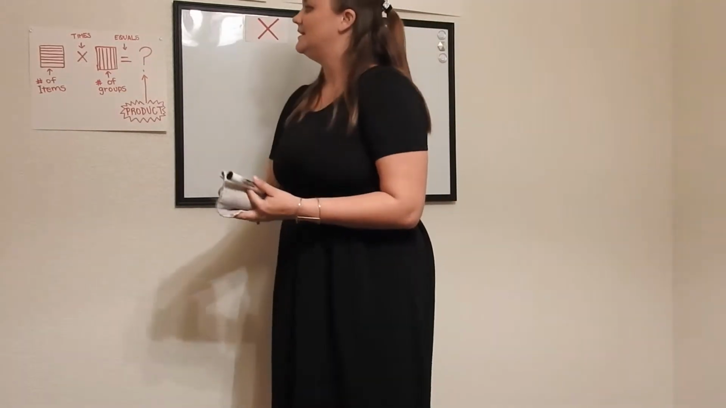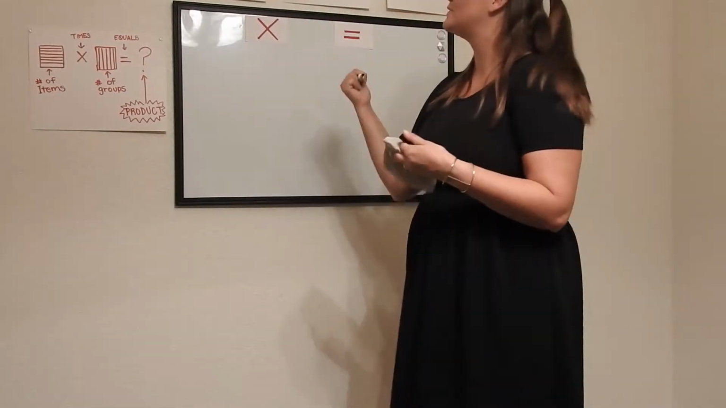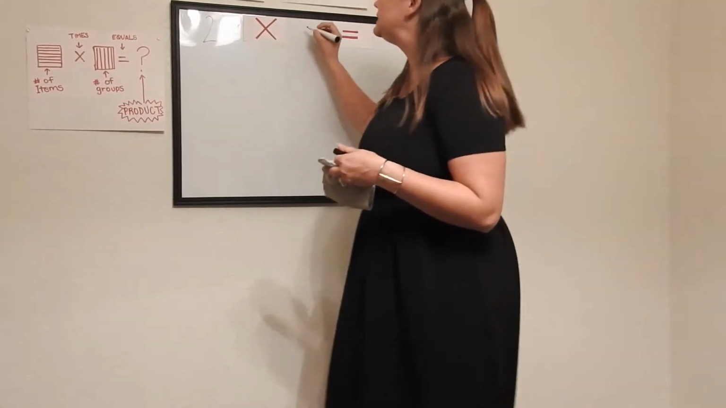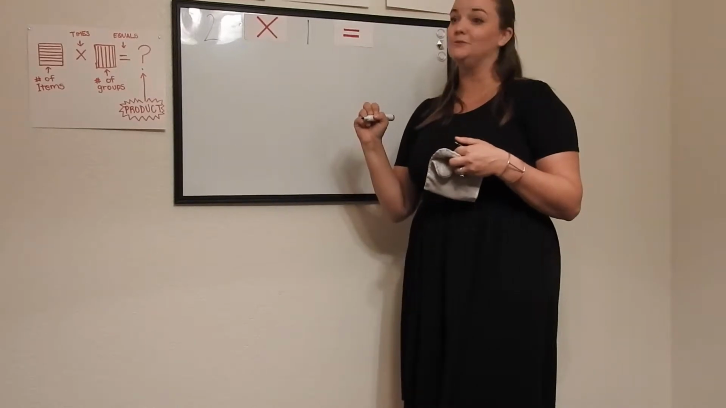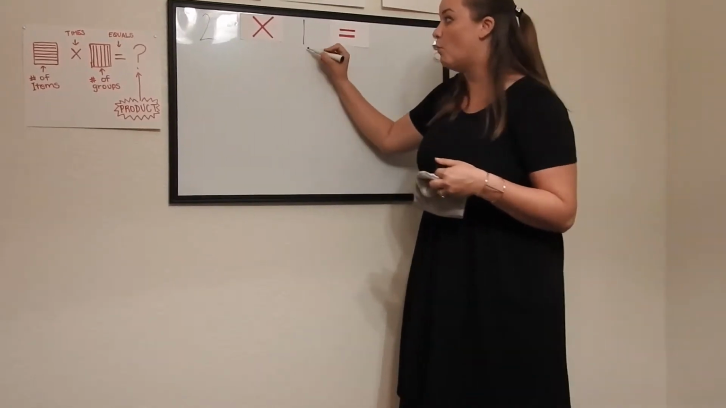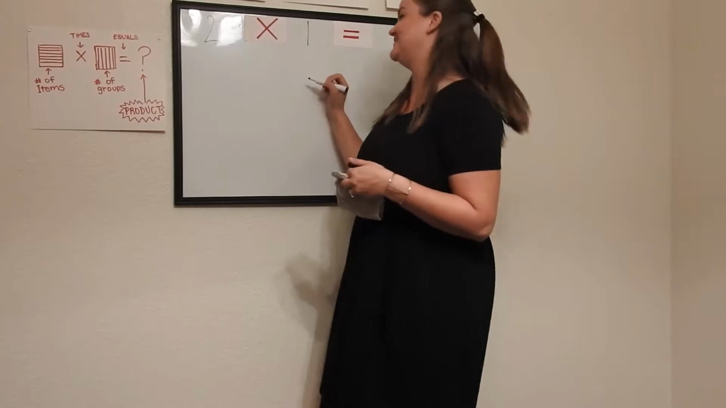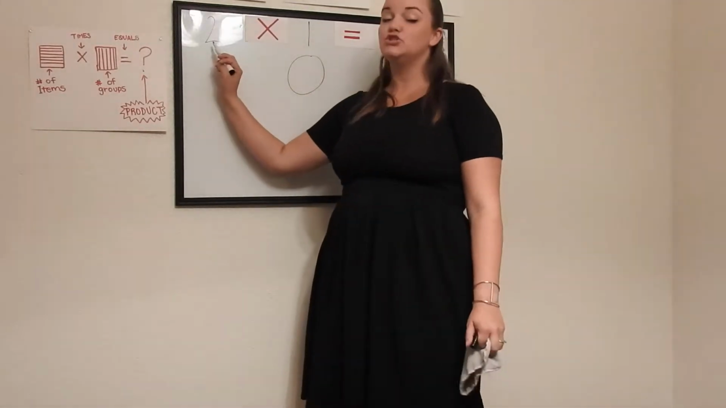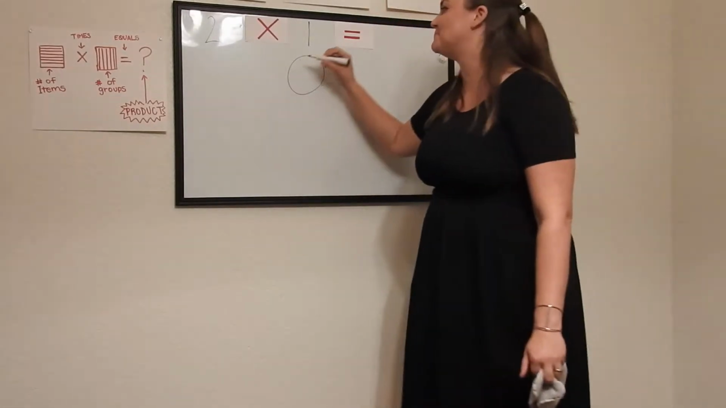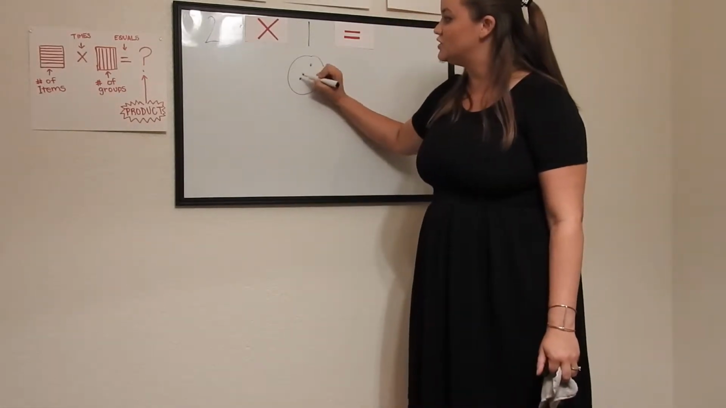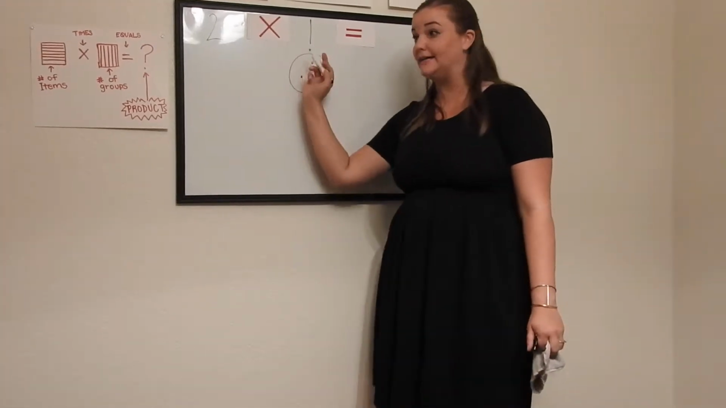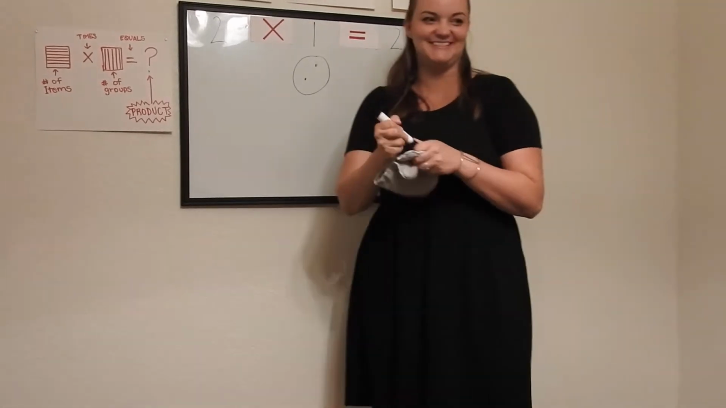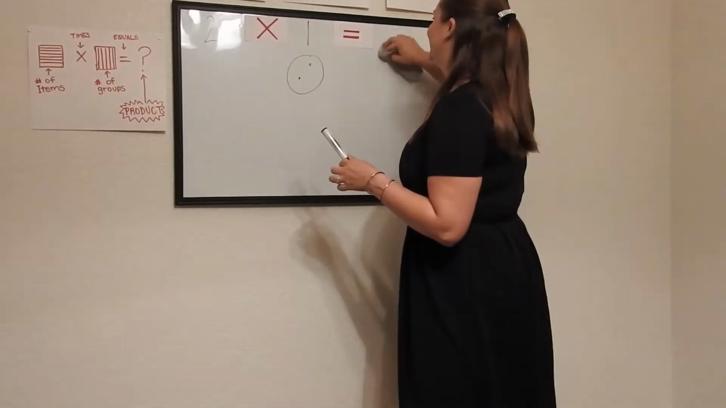Okay. Our next problem, we're going to try to do 2 times 1 and see what we get. Okay, we still have one group, right? Yes. So we're going to draw that one group and we're going to put 2 items in it this time. Good job. 1, 2. So 2 times 1 equals 2. Good job.